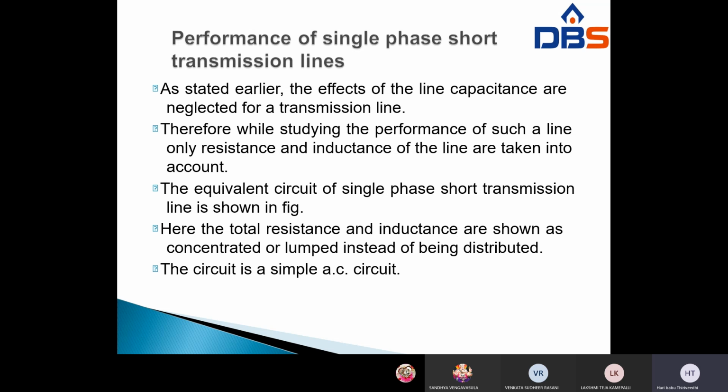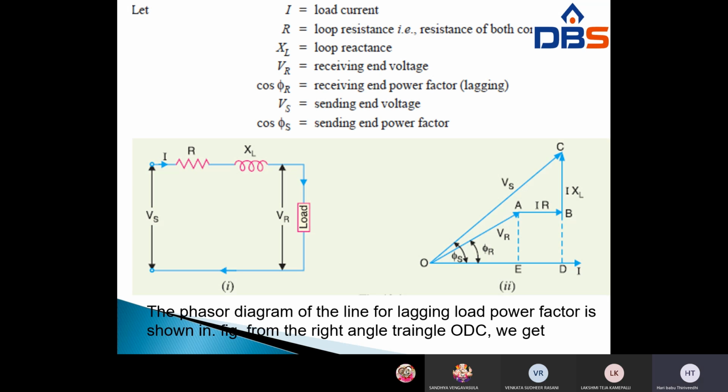The equivalent circuit of a single phase transmission line is shown in the figure. Here the total line resistance and inductance are shown as concentrated or lumped loads, right? The circuit is a simple AC circuit, just resistance and inductance. So look at the figure: just resistance, inductance and load. This is the receiving end voltage VR and this is the sending end voltage, right? I will explain the phasor diagram later.